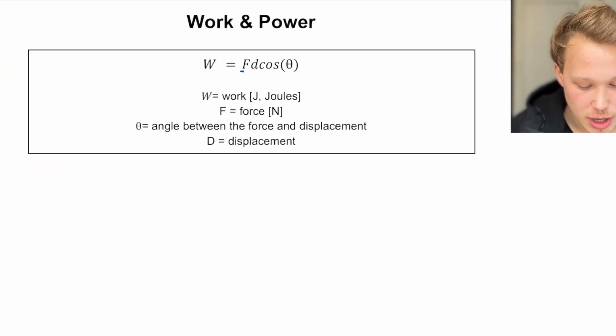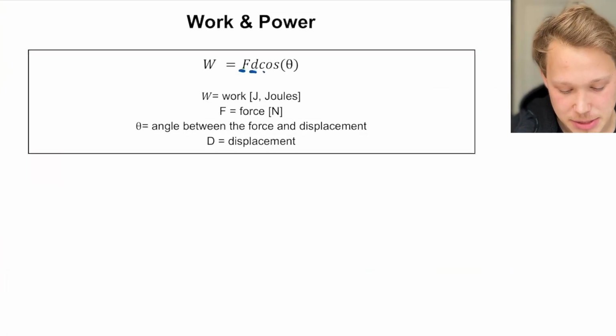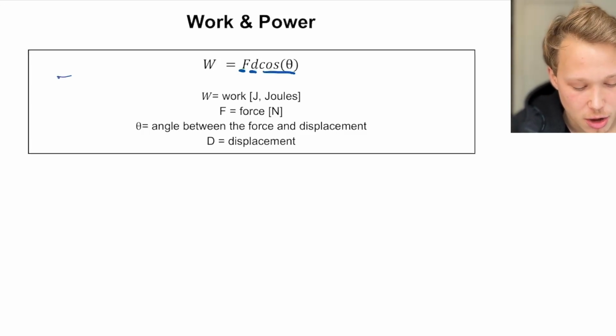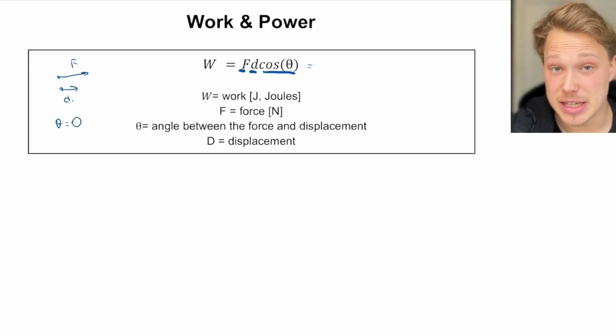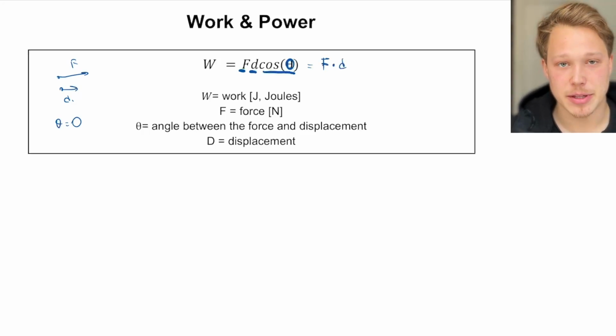Okay, so let's start by analyzing the equation for work. As before, our equation for work is force times displacement times cosine of the angle between them. For these graphical examples, we'll just assume that force is in the same direction as displacement, so the angle between them is 0. Basically simplifying this equation, right? Because cosine of 0 is 1. Simplifying this equation to force times the displacement.